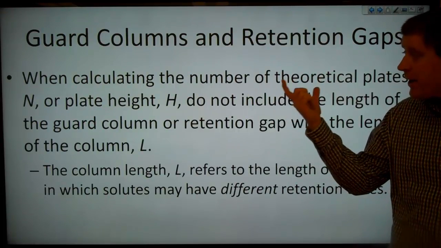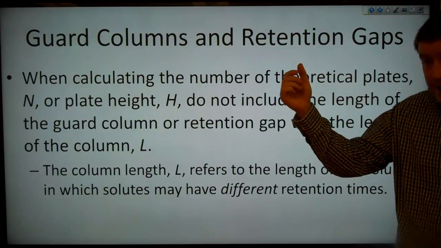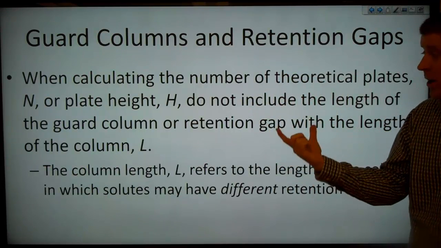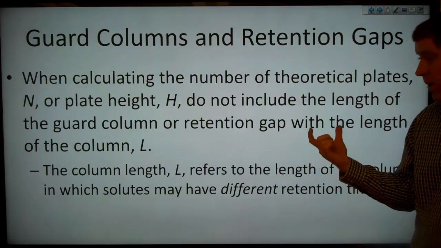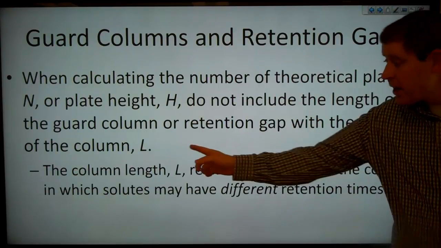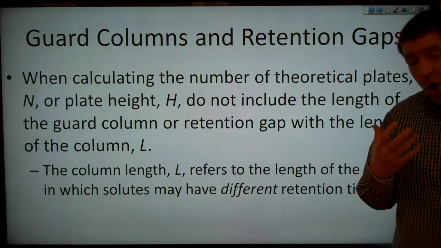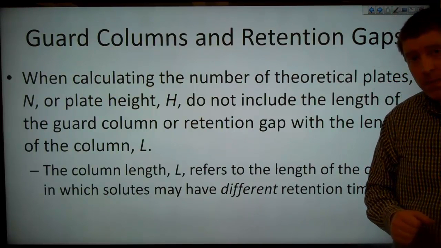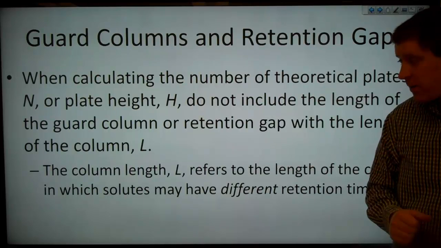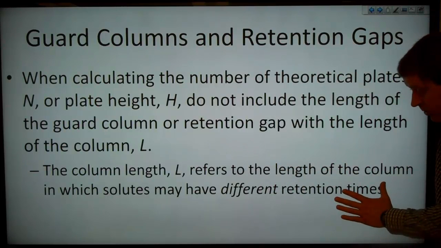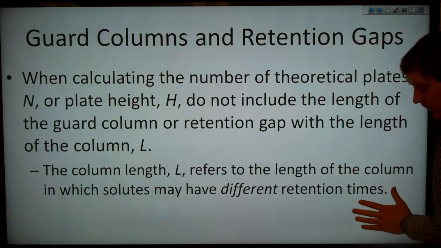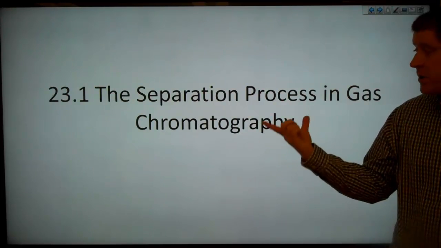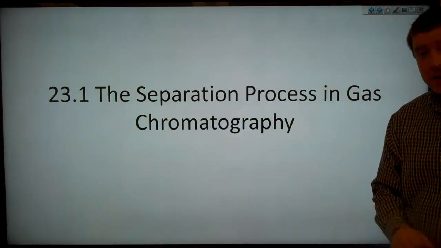Now, when we're calculating the number of theoretical plates, N, or the plate height, H, do not include the length of the guard column or the retention gap with the length of the column. That capital L that we're using there is only the column that contains that stationary phase. So the column length L there refers to the length of the column in which the solutes may have different retention times. And that was the separation process in gas chromatography.